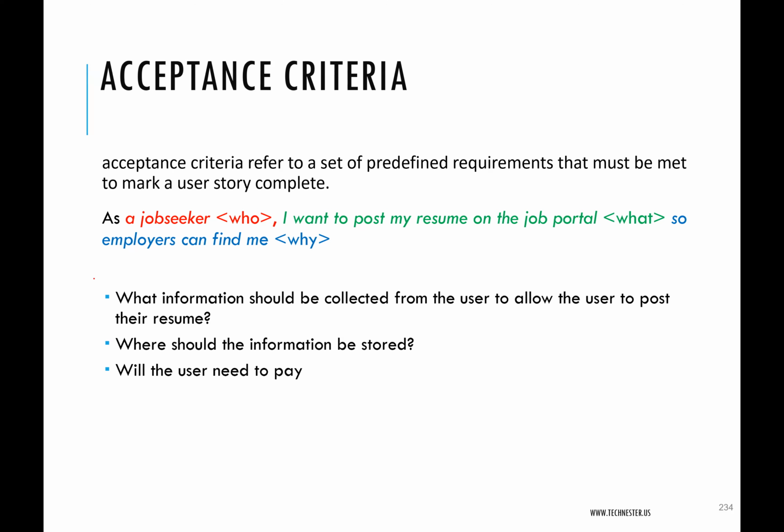So an example would be this. We're saying a job seeker, I want to post my resume. Okay, acceptance criteria will include the information that should be collected from the user to allow them post their resume, where the information should be stored, and if the user would need to pay, this is where you would put all those requirements for how this posting of resume should occur, how this function should occur.